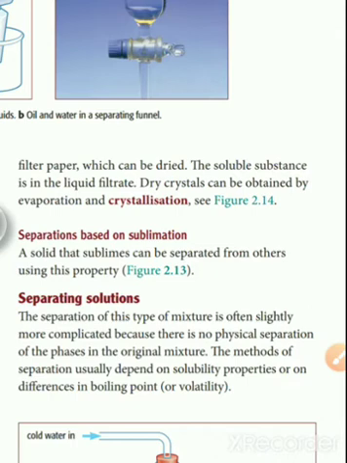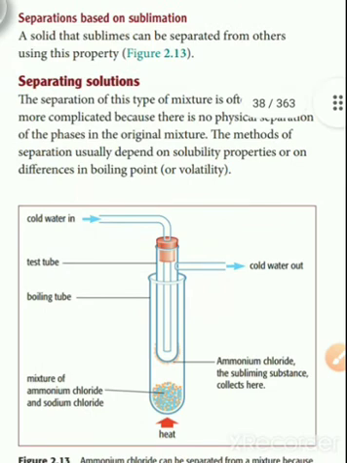The next strategy is separation based on sublimation. Remember that sublimation is when a solid is directly converted into the gaseous form. If we have a mixture of three to four particles, at least one of them may have this property to sublime itself, so we can separate it. Usually, this property is referred to dry ice, which is carbon dioxide. So we can separate them.